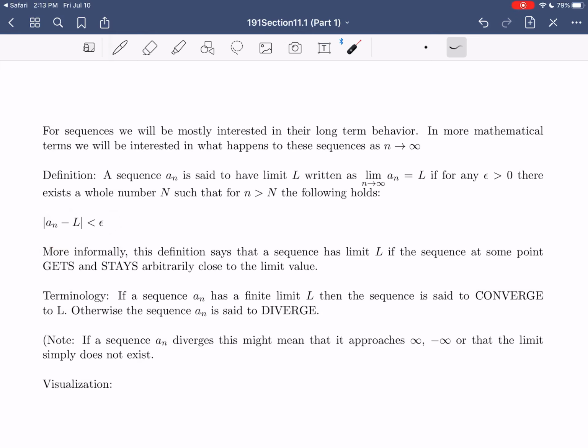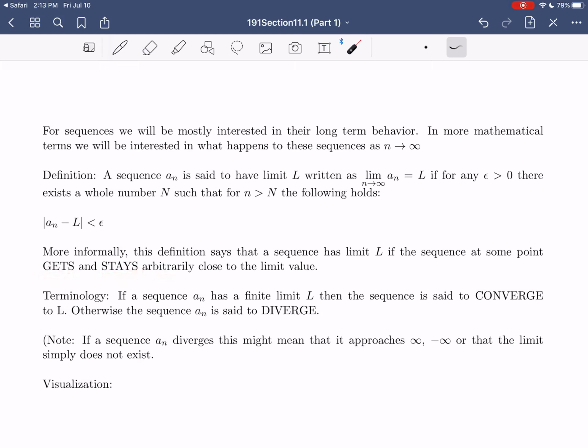So this basically says that there is some whole number N such that whenever you're beyond that N, the difference between your sequence and the value of the limit, remember this absolute value just measures the distance, is less than epsilon. Very informally, a sequence has limit L if the sequence at some point gets and stays arbitrarily close to the limit value.